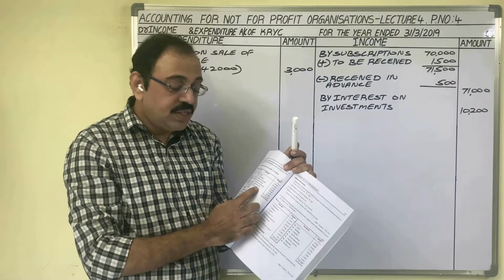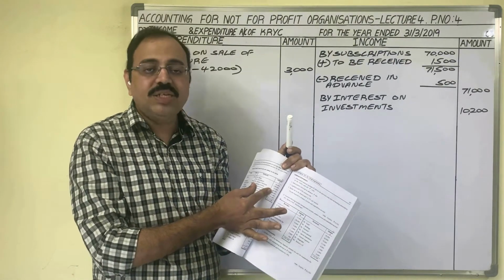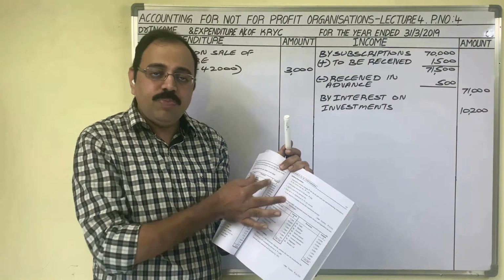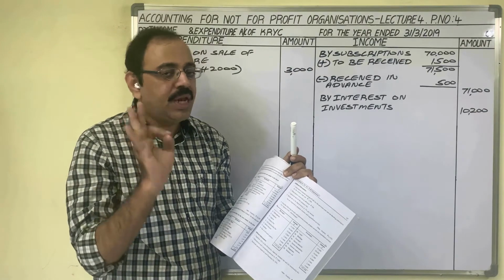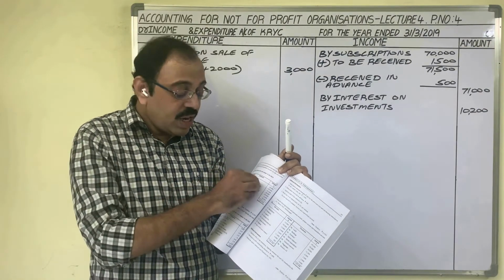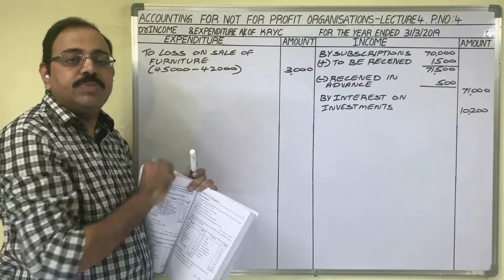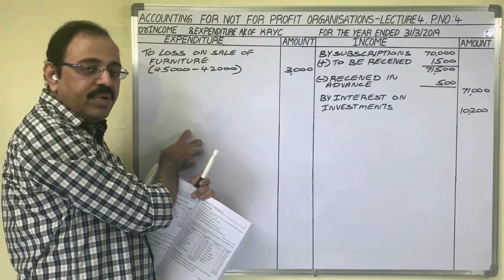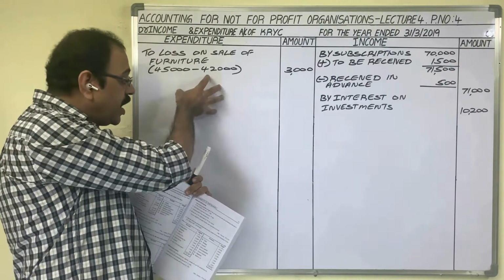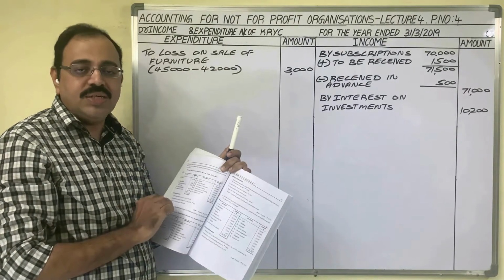Come to credit side of receipts and payments account. Credit side of receipts and payments account, he gives payments, no? Payments are of two types: capital payments, revenue payments. Only revenue payments we should consider while preparing income and expenditure account. We said we should show them on the debit side, expenditure side. While writing those values, even additional information also we should consider.